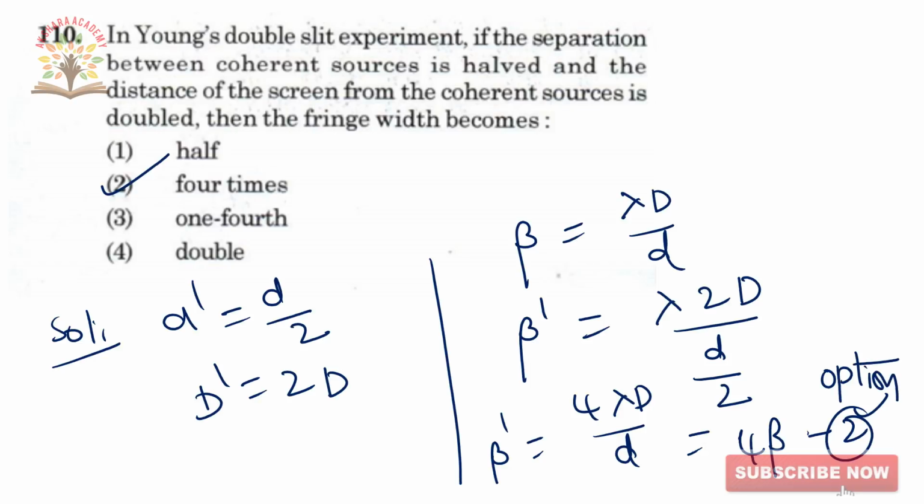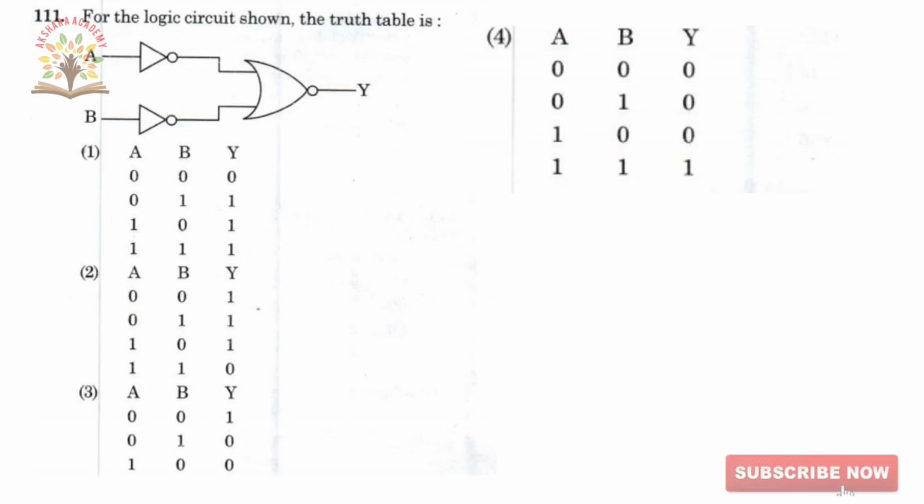Next go to 111, and in this, option 4 is the correct answer. Here I am writing the solution. Here 1 is 0 0 0. Direct question is this: 0 1 0 and 1 0 0 1 1 1. Here we are applying the logical circuits truth table. So the fourth option is the correct answer.